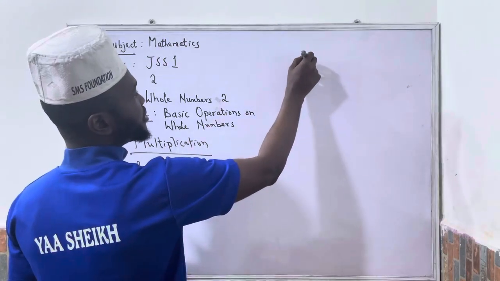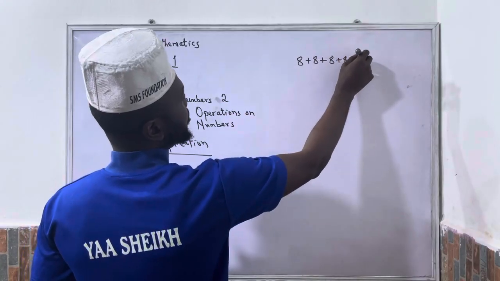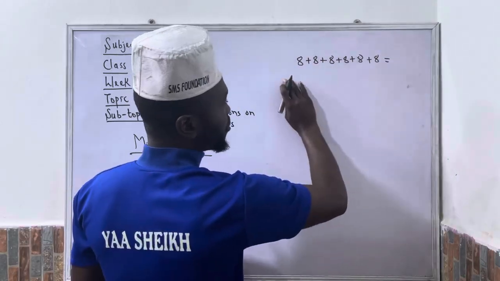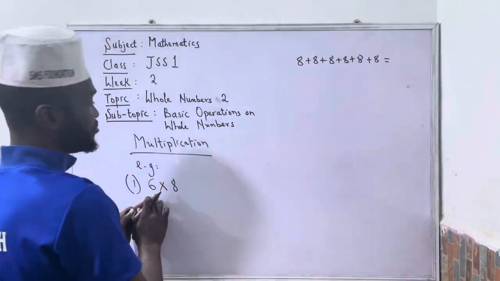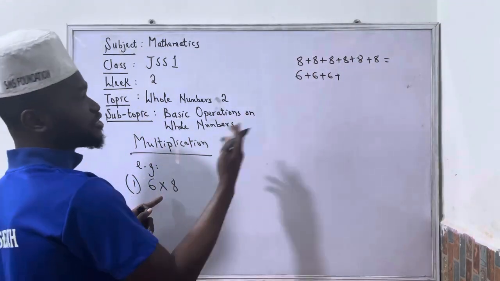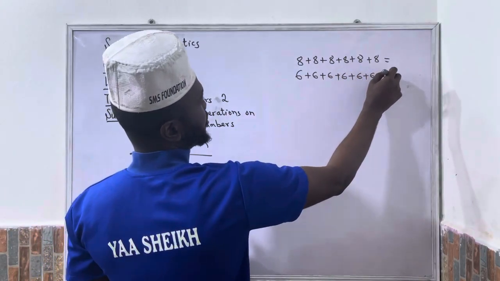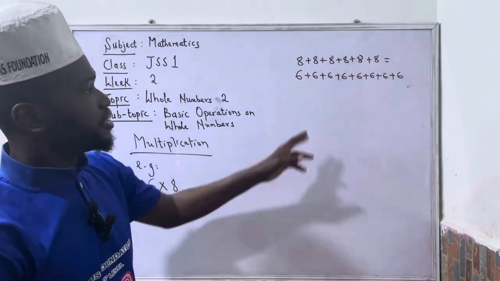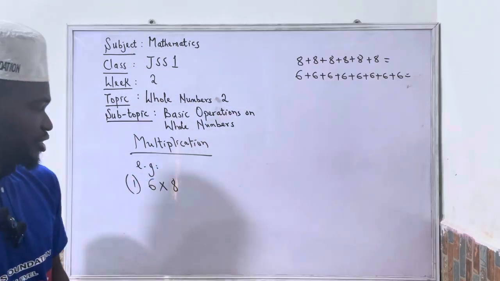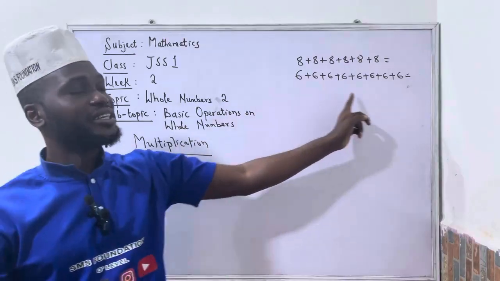You either do 8 plus 8 plus 8 plus 8 plus 8 plus 8 in 6 places, and if you add this, you will get the result. Or you do 6 plus 6 plus 6 plus 6 plus 6 plus 6 plus 6 plus 6 in 8 places. Both will produce the same result. So 6 times 8 simply means 8 in 6 places, or 6 in 8 places.